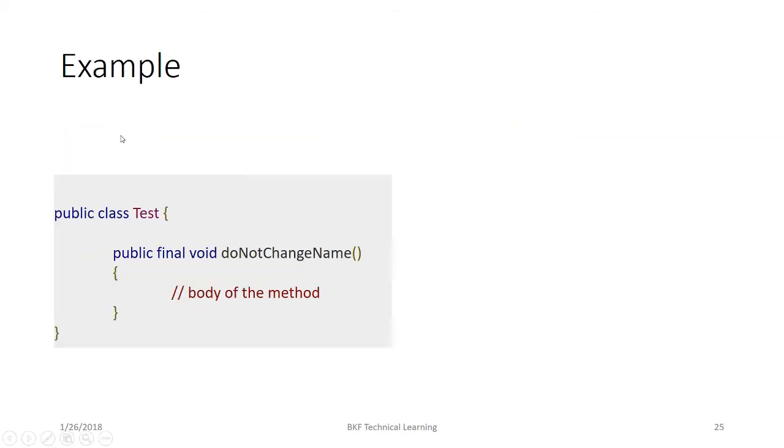This is an example. So the test class, doNotChangeName method, it's declared as final. So if there's a subclass that tries to inherit this test class, it will not be able to override this method because it's final. So whenever there's a need, suppose you are writing a program and you do not want your implementation to change, you can make use of the final keyword.